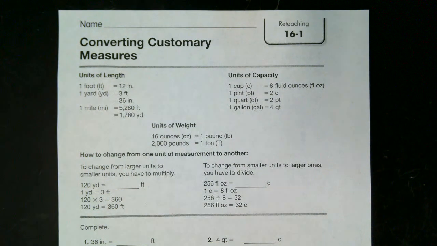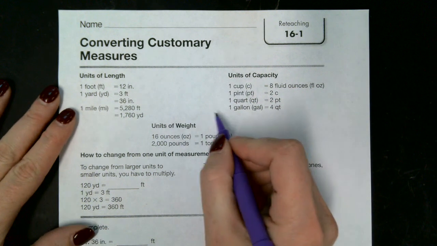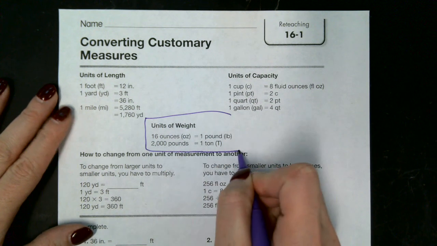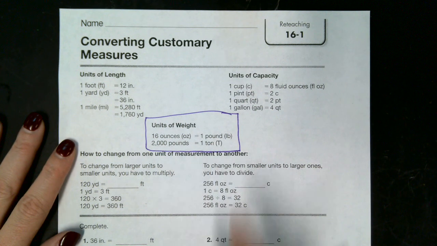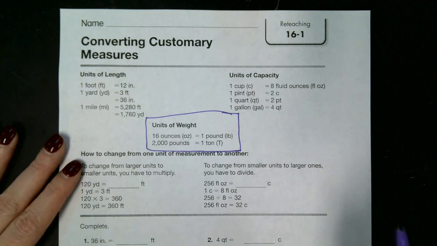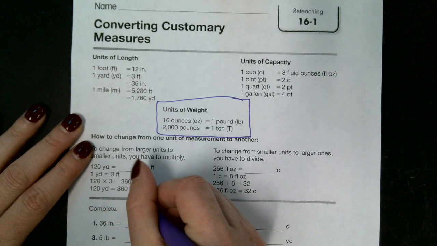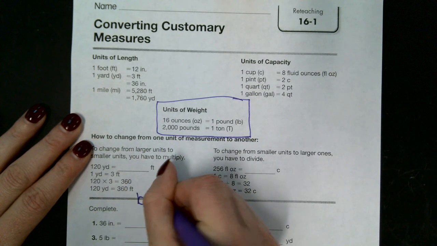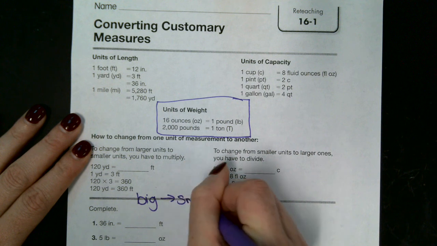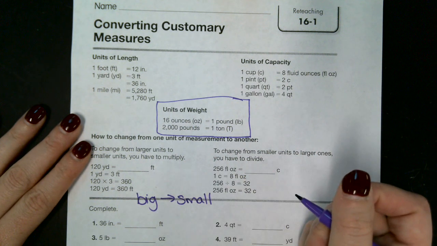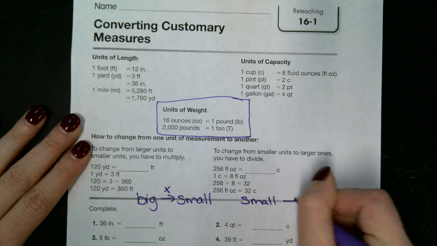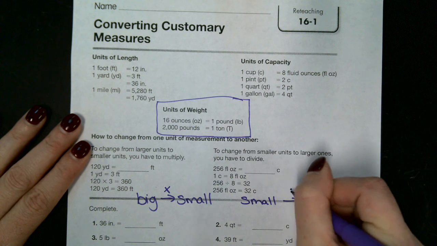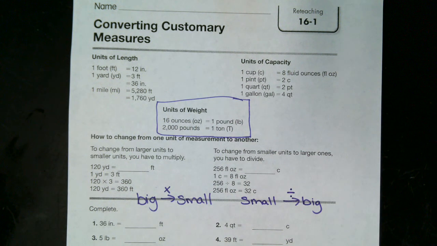All right, guys, so we're starting on the reteaching for 16-1, and we're going to focus this lesson on the units of weight. Of course, 16 ounces equal a pound, and 2,000 pounds equal a ton. Same rule applies, we talked about it before: big to small, what do you do? You multiply. And if it's small to big, you divide.